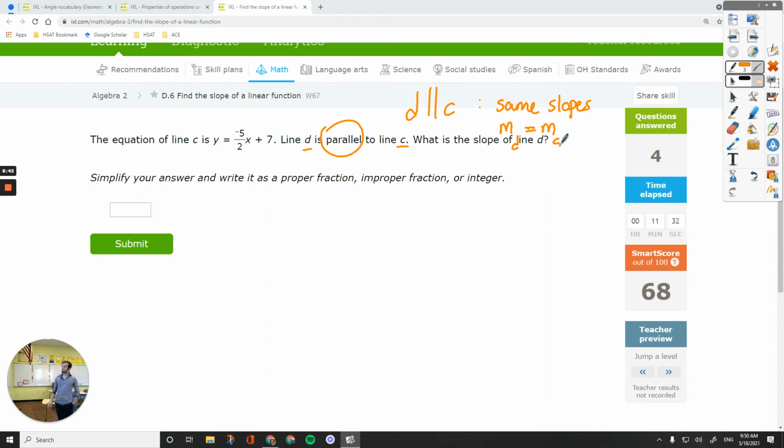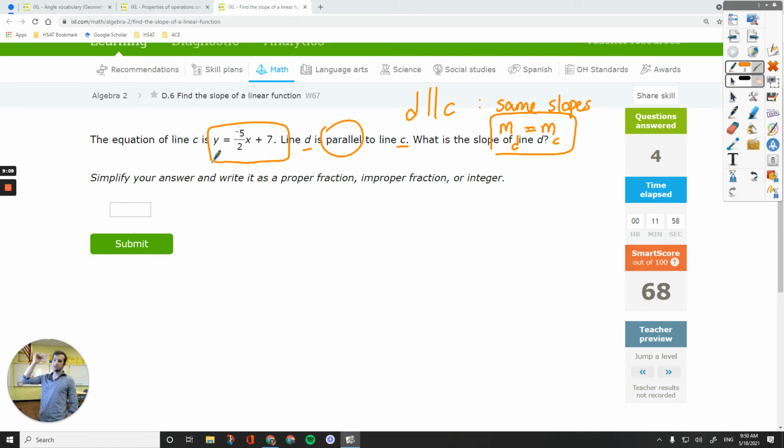Everything is lowercase. In the lower right corners I have the names of the lines. MD equals MC when the lines are parallel. So what we do is, the question is the slope of D. The equation of line C is given. They're asking us about the slope of line D. It's going to be equal to this slope.